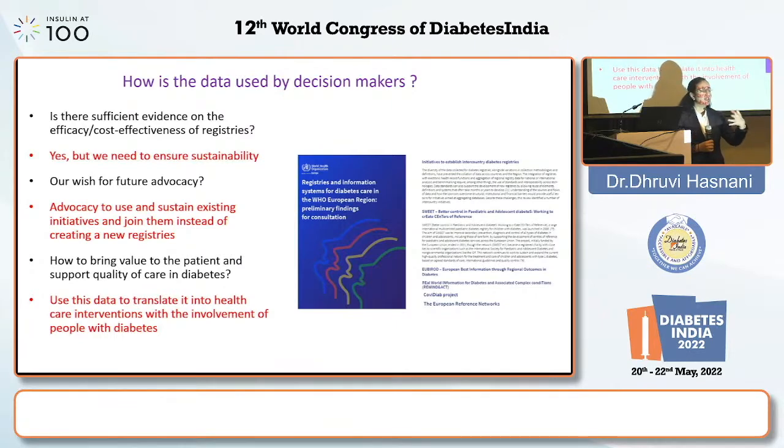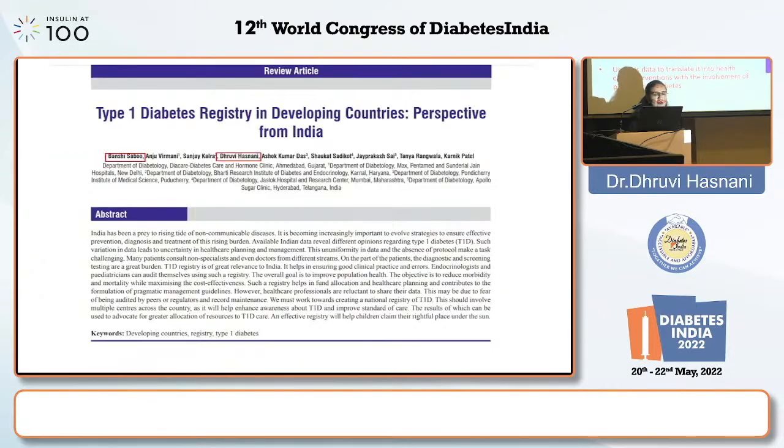We can get a good amount of visibility across the world that this group is doing something great. So that's the thoughts that I have. These were the WHO and European Reference Network examples that we have for the registries. And this is one of our papers.